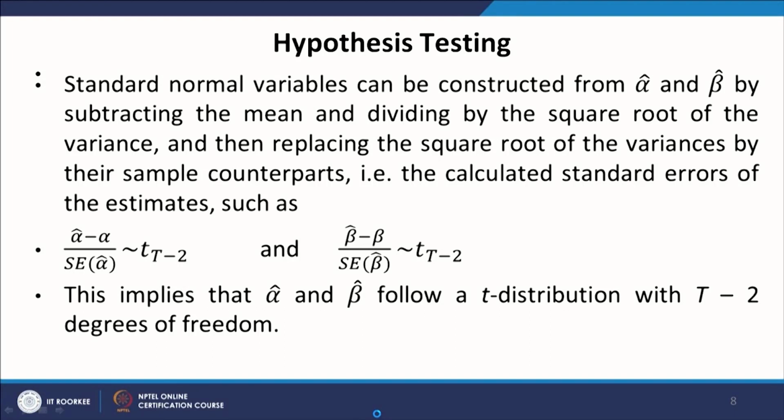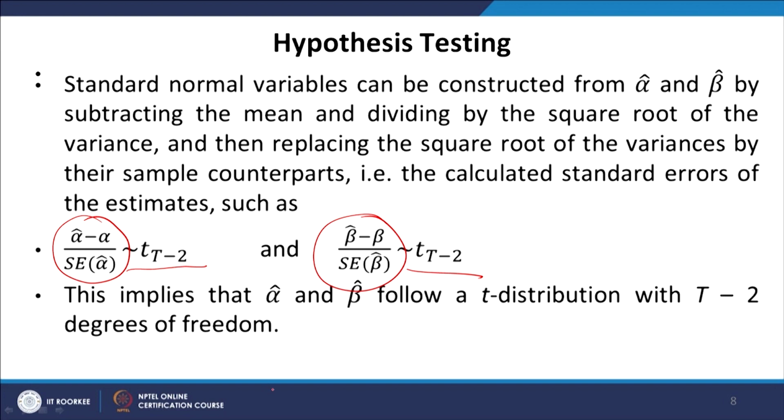Now, standard normal variables can be constructed from alpha hat and beta hat by subtracting the mean and dividing by the square root of the variance, and then replacing the square root of the variances by their sample counterparts, that is, the calculated standard errors of the estimates. So, what we obtain here is alpha hat minus alpha divided by the standard error of alpha hat, and beta hat minus beta divided by the standard error of beta hat. Now, these two follow a t distribution with T minus 2 degrees of freedom.